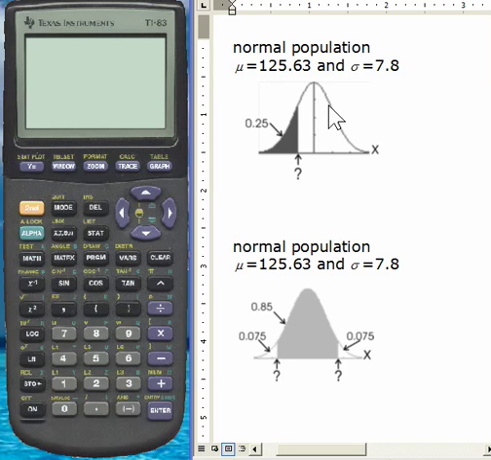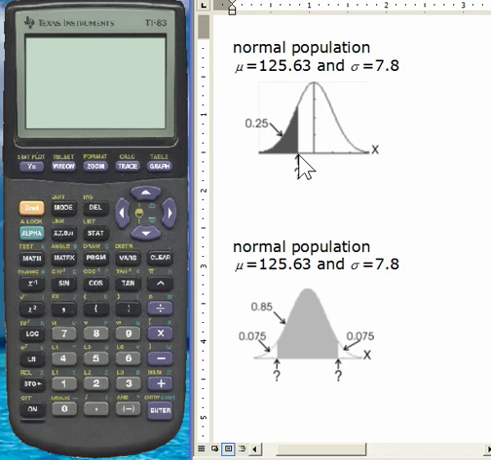So let's start with this one here. We're given three things, and we have to be given these three things. We must know the population is normal. We need to know the value of the population mean, and we need to know the value of the population standard deviation. Now this is what they want us to find.